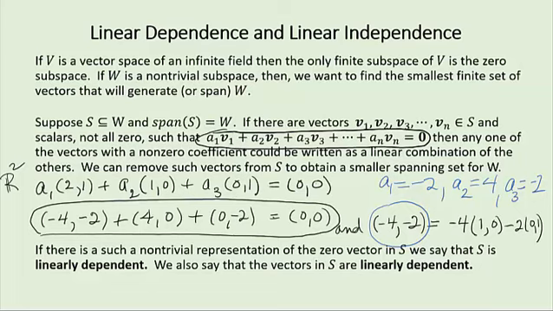If there is such a non-trivial representation of the zero vector in S, we say that S is linearly dependent. We also say that the vectors in S are linearly dependent, meaning you can get a non-trivial linear combination of those vectors that will give you the zero vector.